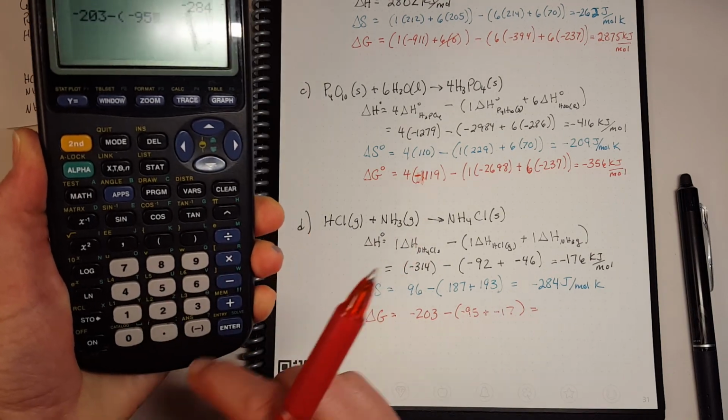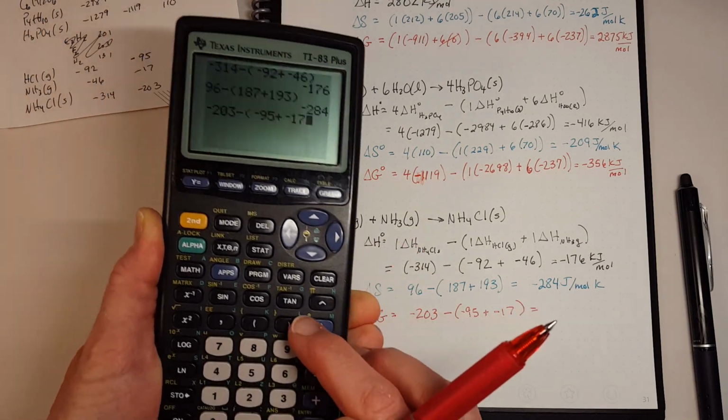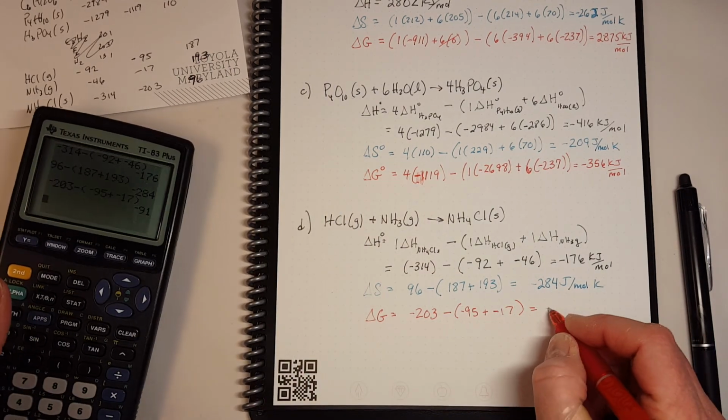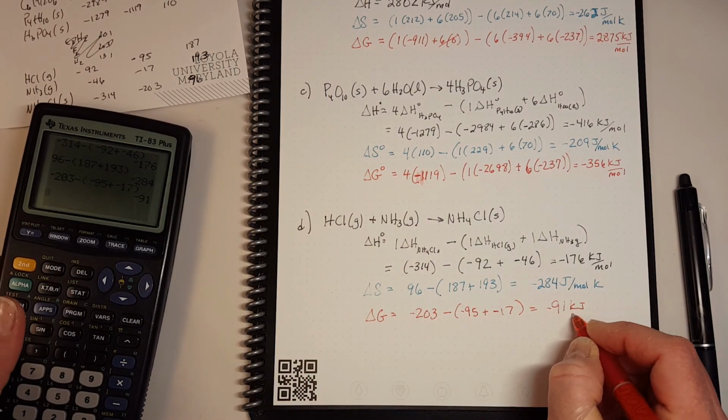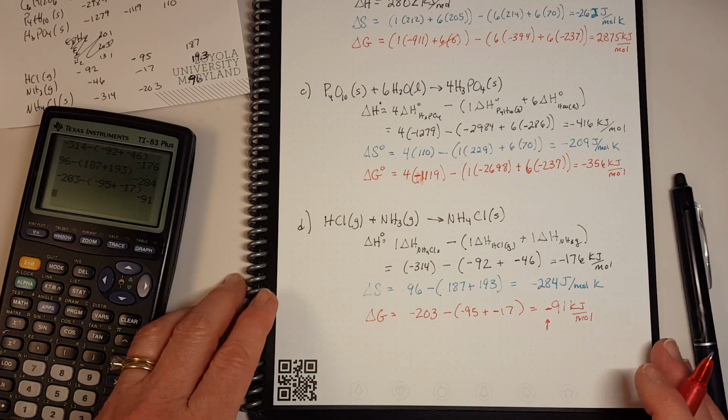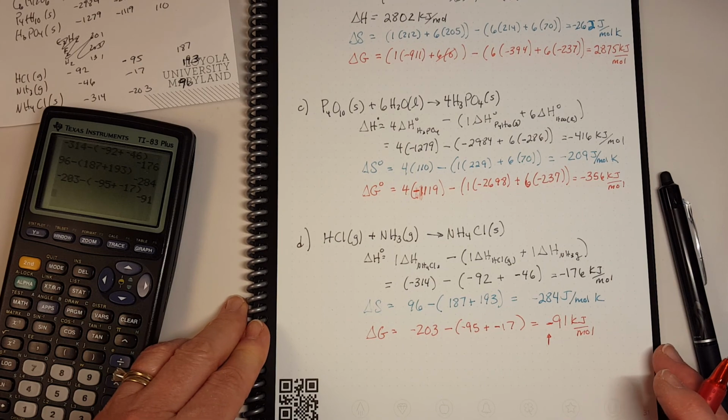Negative 95 plus negative 17, and we should get negative 91. And that's our delta G in kilojoules per mole. And again, because it's negative, this reaction is a spontaneous reaction. Okay, so that's number 45.